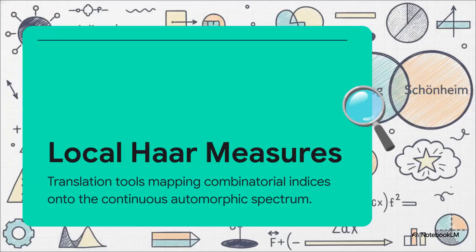Now, to actually pull this off, the framework relies heavily on local Haar measures and Hecke eigenvalues. It really helps to just think of these as translation tools. They map discrete combinatorial indices directly onto the continuous automorphic spectrum. Essentially, they're taking our finite partitions and lifting them up into smooth, locally constant functions.